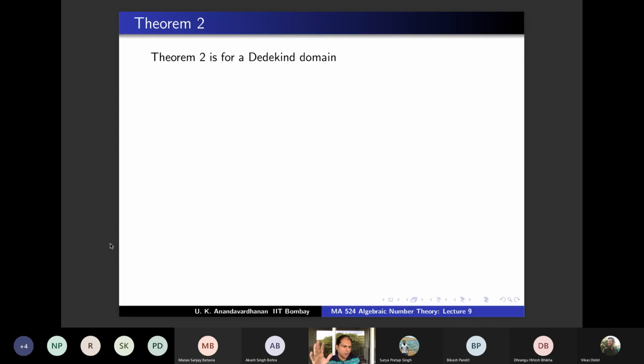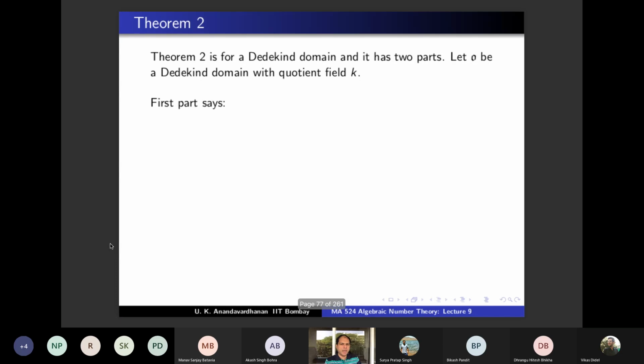Remember the theorem. This is a statement which is very easy to remember actually. The only thing that you need to remember is that the theorem is for a Dedekind domain, and that was the title of my lecture. We talked about Dedekind enough, so you will remember that. It has two parts. Let O be a Dedekind domain and let the quotient field be K.